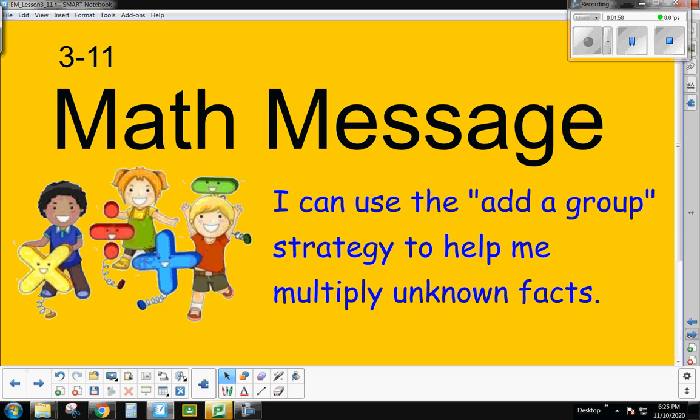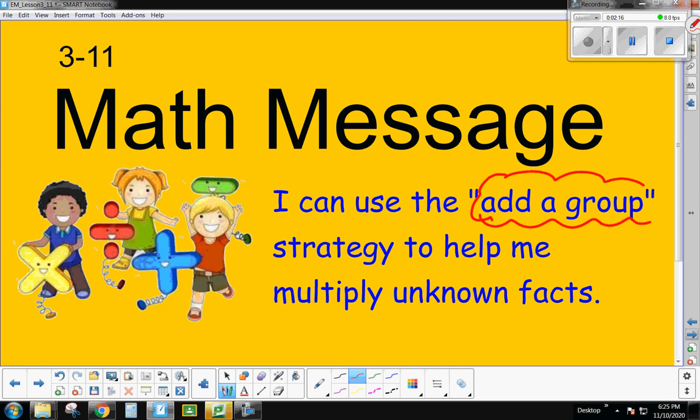All right, so now going back to our math message, again, we are going to work on the strategy of add a group. Okay, this is a multiplication strategy. So sometimes when you have a multiplication fact and you don't know the answer, this is one of our strategies that we're going to learn to help us figure out the answer. All right, so let's look at a problem.